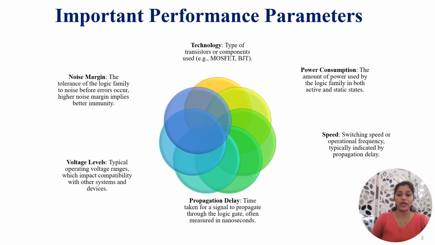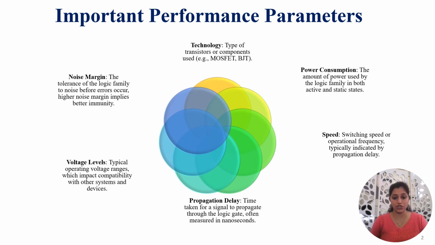While comparing logic families, we must consider technology. All ICs are made up of semiconductor material only, but the basic building block of every IC is the transistor. And that transistor can be a bipolar junction transistor, or it can be a metal oxide semiconductor field effect transistor. So which technology is used is the first important performance parameter, whether BJTs are used or whether MOSFETs are used.